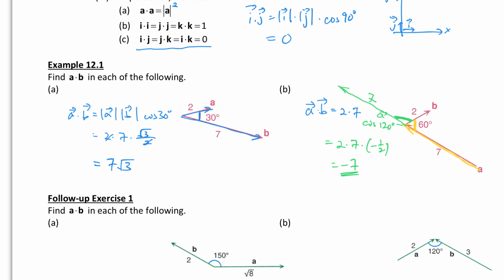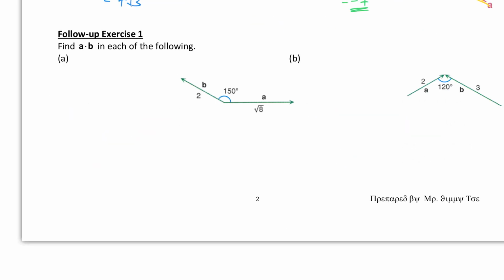Try to do follow-up exercise 1. Pause the video and do it. Let's check the answer. A dot B is equal to the magnitude A times the magnitude B times the angle between the two vectors, which is equal to 150. So after simplifying it, the answer is negative 2 root 6. How about part B?